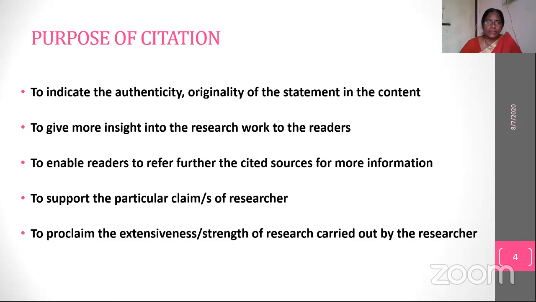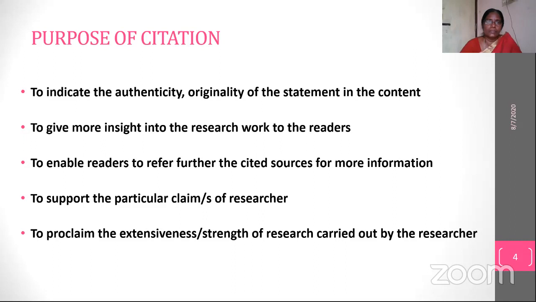Another purpose is to enable the readers to refer further to the cited sources. I have referred to a book written by Tarachand. Suppose the reader wants to refer to Tarachand, and time permits, there is a possibility to refer to that book. So the footnote or the endnote drags the readers to get more information from the reference we have cited.